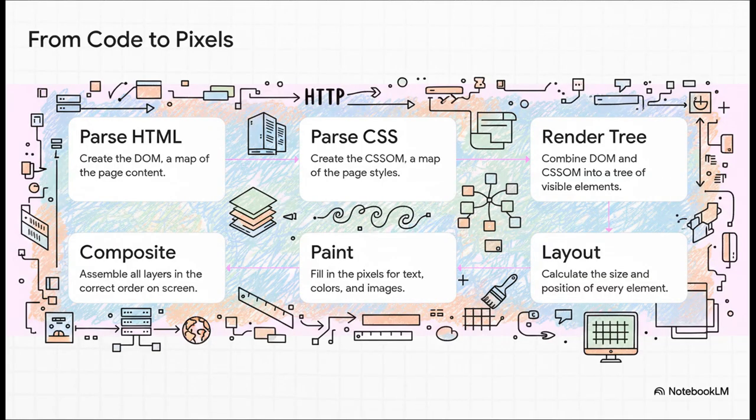First, the browser reads the HTML to build a map of the content, which we call the DOM. Next, it reads the CSS to build a map of the styles, the CSSOM. It then merges those two maps into a render tree, a final plan of only what's actually going to be visible on the page. From there, it calculates the exact size and position of every single element in the layout step. Finally, it paints the pixels and composites all the different layers together right there on your screen.